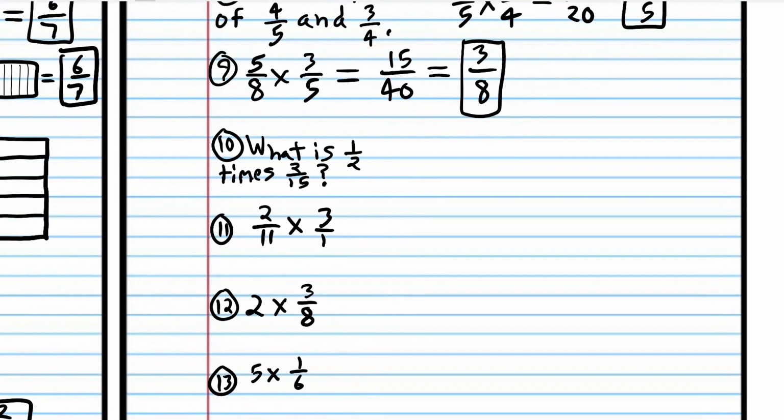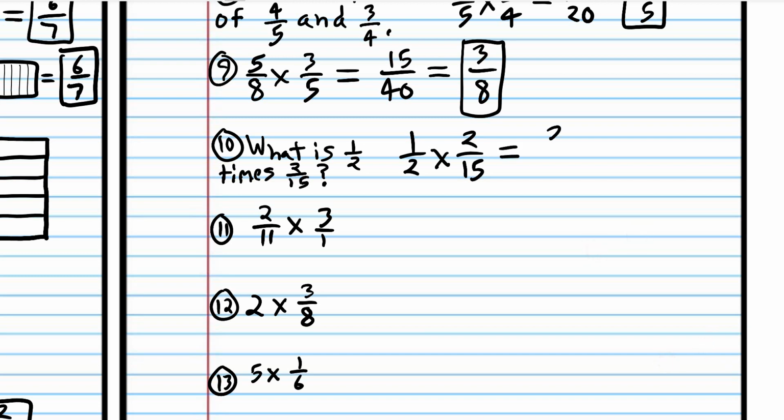All right, number 10, what is 1/2 times 2/15? Times just means multiplication. That's just another way of saying multiplication. So go ahead and attempt this problem, and when you come back, we'll do it together. All right, we're back. 1/2 times 2/15. And by the way, you can write it as 2/15 times 1/2 or 1/2 times 2/15. It doesn't matter, because remember the commutative rule of multiplication. That works for fractions too.